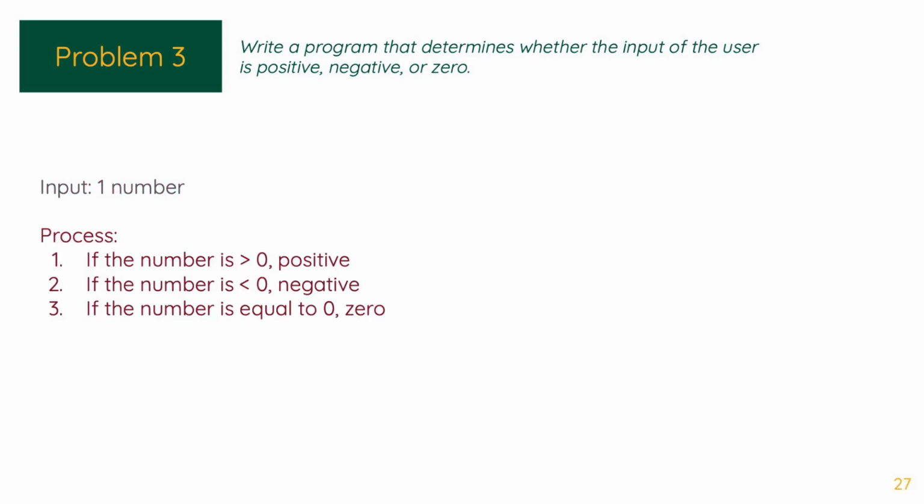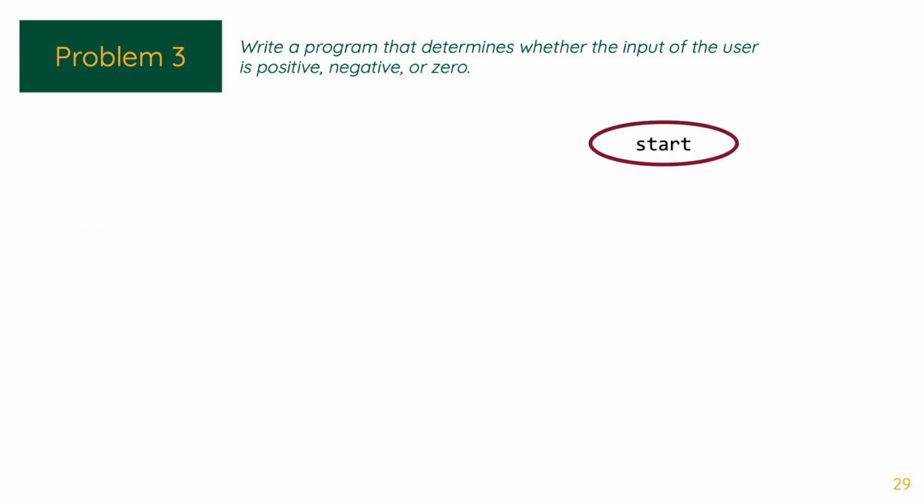Now we need to determine if the number is positive, negative, or 0. We are going to use relational operators for this. We will print 0 if the input of the user is 0. A positive number is greater than 0, and a negative number is less than 0. Let's write the pseudocode and draw the flowchart for this problem.